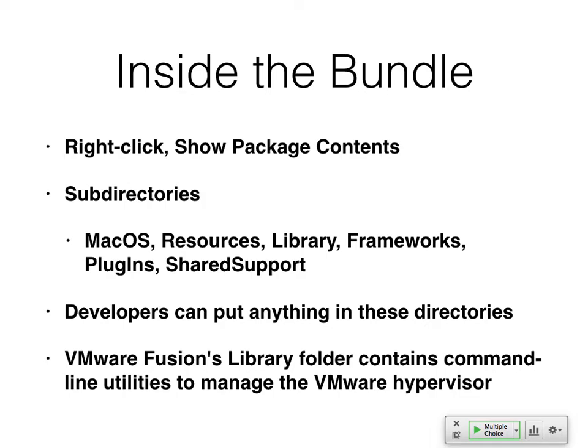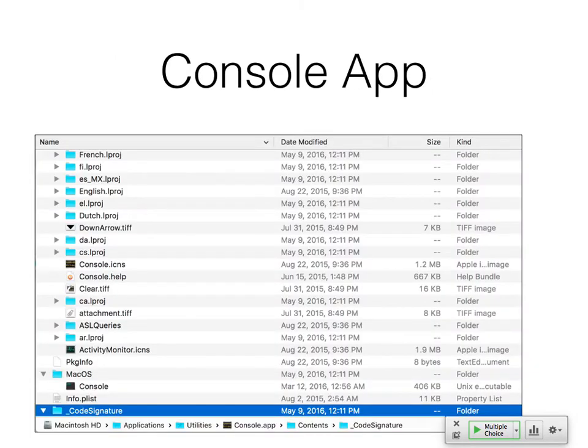But anyway, so you can look in the bundle by right-clicking and choosing show package contents. That opens it, and then you'll see subfolders, which aren't always there, but it's what you typically see: Mac OS, resources, library, framework, plugins, and all that jazz. The developer could choose to put anything in any of these folders, but there are best practices and recommendations. VMware puts command line utilities here you use to control your virtual machine.